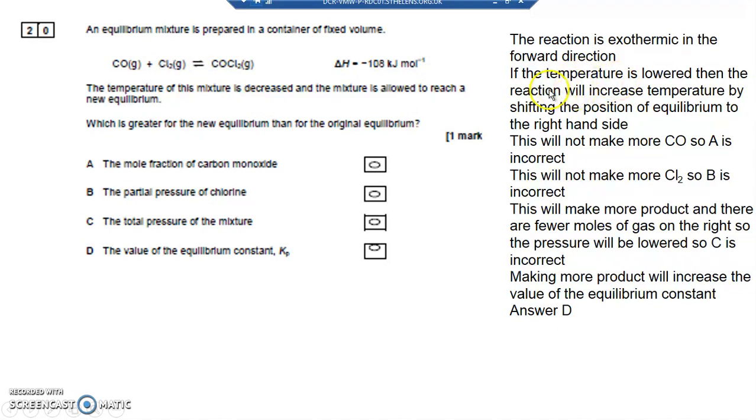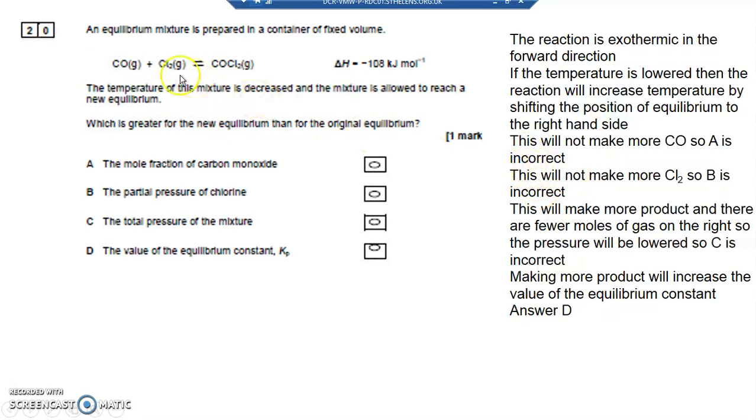So if the temperature is lowered, let's think this through, then the reaction will try to increase the temperature by Le Chatelier's principle. So if you lower the temperature, the system tries to increase the temperature of the surroundings and shifts the position of equilibrium to the right hand side, to give out heat. So this will not make more CO, so A is incorrect. So the mole fraction of carbon monoxide, if the temperature is decreased, is it going to be greater? No, it's going to be less because the equilibrium will shift to the right hand side.